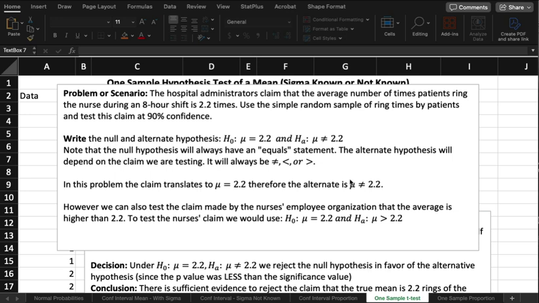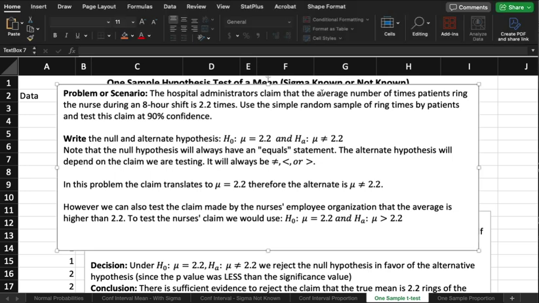The problem we're given is: the hospital administrators in a certain hospital claim that the average number of times patients ring the nurse during an 8-hour shift is 2.2. So the number 2.2 is the average number of times that patients ring the nurse during an 8-hour shift, and we call that a claim. The hospital administrators are making a claim.